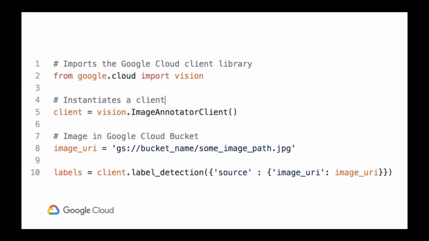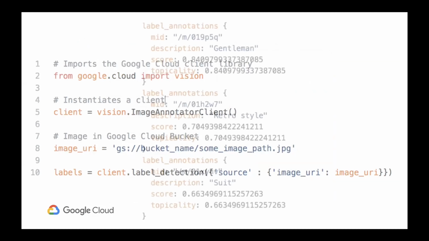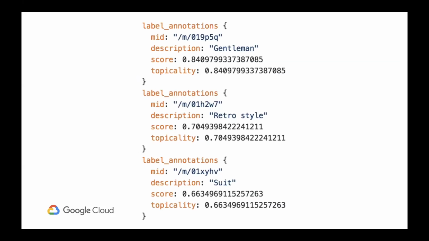So you import the Vision library, you instantiate a client, and you point it to an image in a storage bucket, and then you're just really going to invoke the label detection API and pass in that URL. Simple as that, and you're going to get some labels back. And so the JSON that comes back rank orders the various objects that it finds in the picture and gives you a score for each of those.